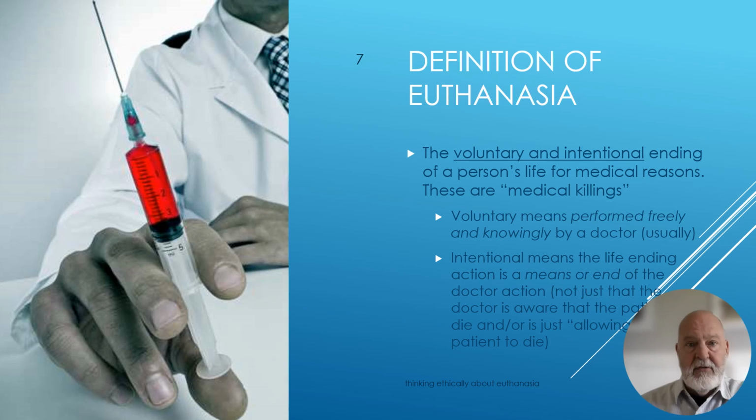I propose it as this: the voluntary and intentional ending of a person's life for medical reasons. So euthanasia is a medical killing. Okay, voluntarily means performed freely and knowingly. The doctor knew what they were doing and was free to do it. And intentional means the life-ending action is a means or an end of the doctor's action.